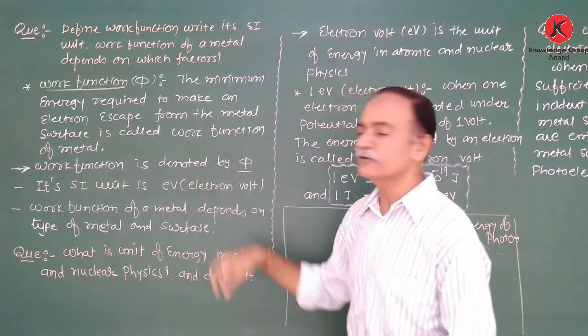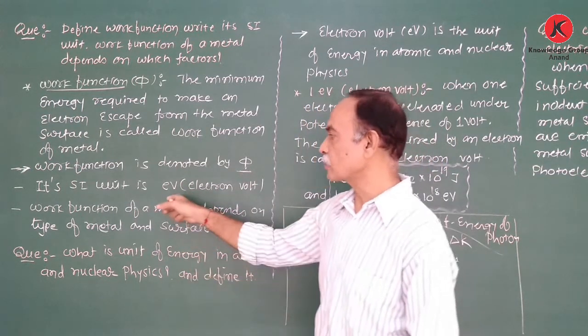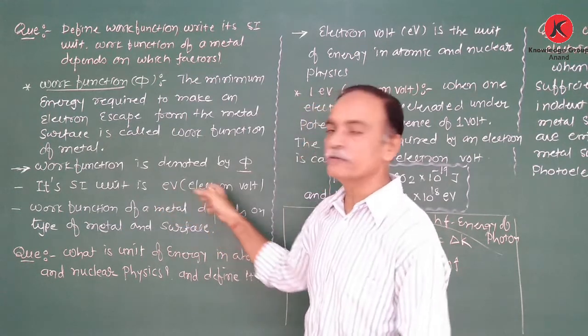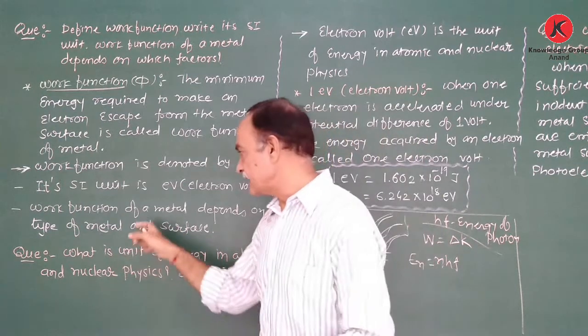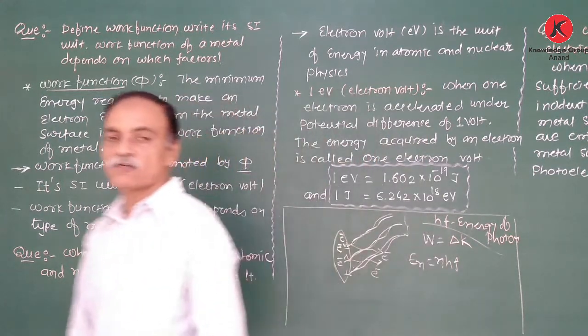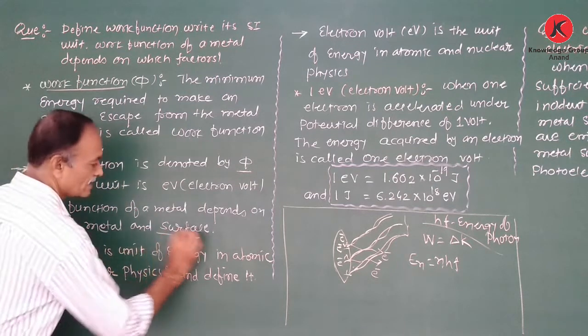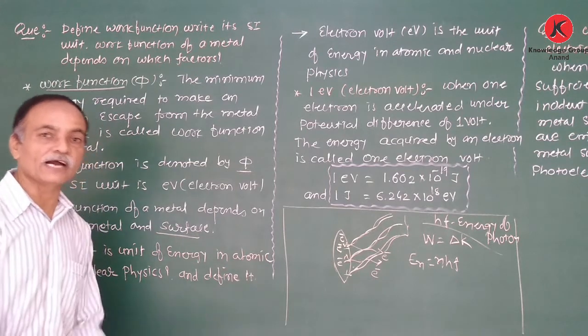Work function is denoted by phi. Its SI unit is electron volt, in short mentioned by eV. E for electron, V for volt. The work function of a metal depends on two factors. One is the type of metal, and the other is the surface. Which type of surface is given, whatever the area of the surface.